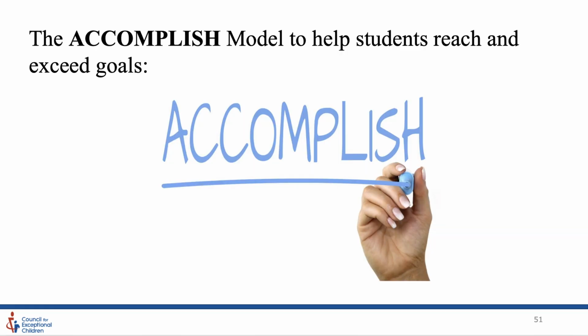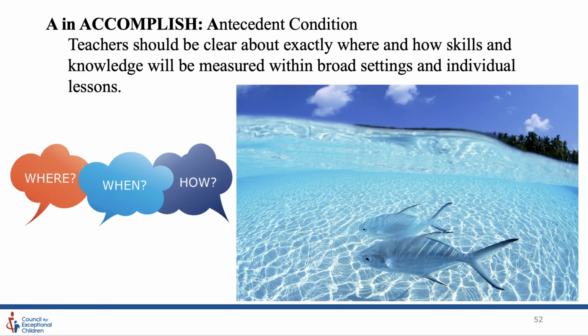So the first part of HLP number 12 is the ACCOMPLISH model, which is a mnemonic that can help you to create goals and a plan toward those goals that can be successful. And this ACCOMPLISH model really goes hand in hand nicely with HLP 11 as well. So the first A in ACCOMPLISH stands for antecedent condition.